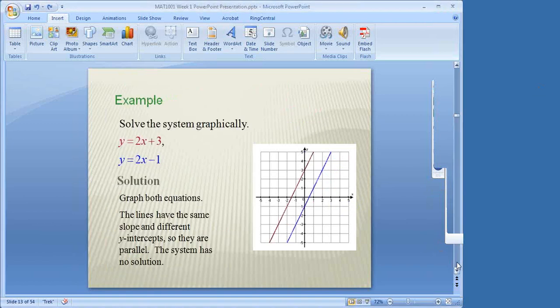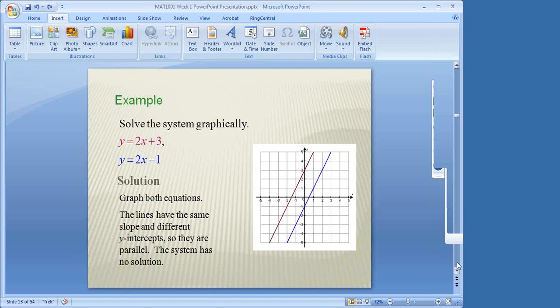Okay, here's another example. Same procedure. I picked a value for X, found Y, got a point, did it again, picked a third point just to make sure, plotted a line, did the second line. And what's interesting here, and you always want to extend your line because it might intersect farther out than you think, but looking at this, they are parallel like railroad tracks. And that means they never intersect, so there's no solution.